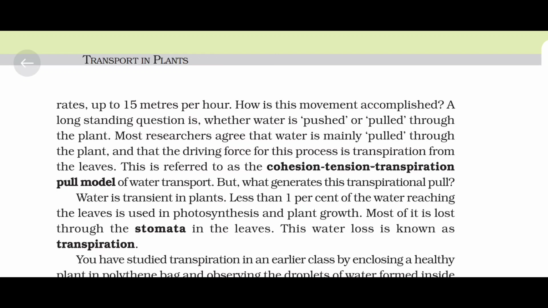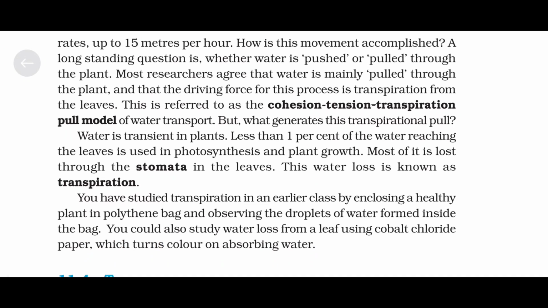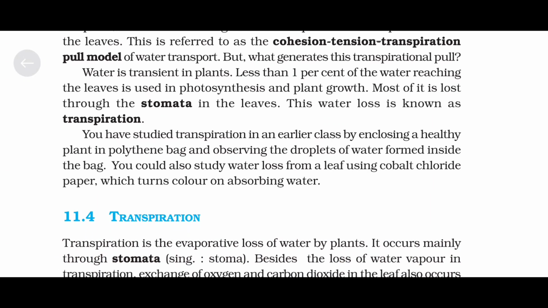But what generates this transpiration pull? Water is transient in plants. Less than 1% of water reaching the leaves is used in photosynthesis and plant growth. Most of it is lost through the stomata in the leaves. This water loss is known as transpiration. You have studied transpiration in an earlier class by enclosing a healthy plant in a polythene bag and observing the droplets of water formed inside the bag. You could also study water loss from a leaf using cobalt chloride paper, which turns color on absorbing water.